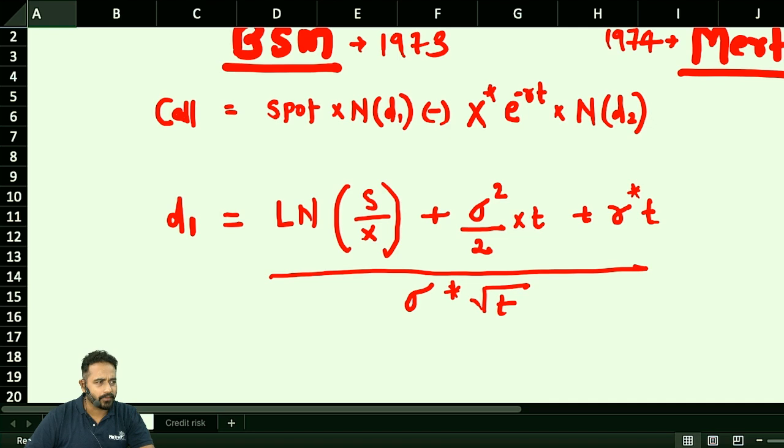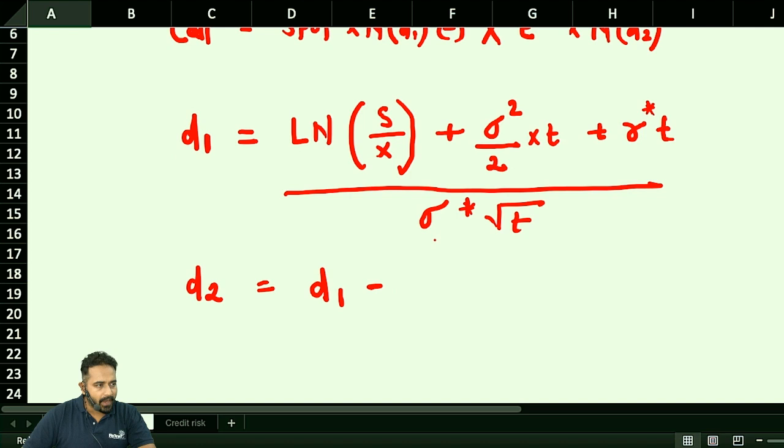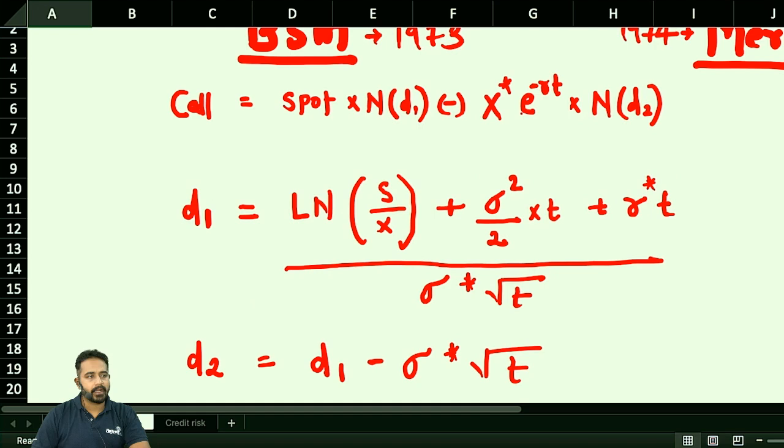It's not difficult, right? Now, let's do D2. So how do you get D2? You take D1, this value here, minus the denominator, sigma into root T. All right. So that's how you get D1, D2. And then you get your ND1 and ND2 there.